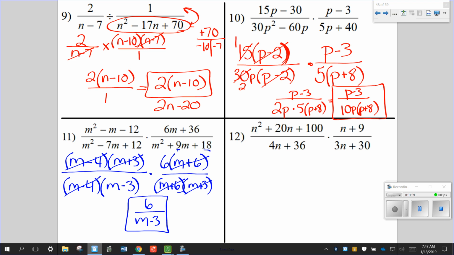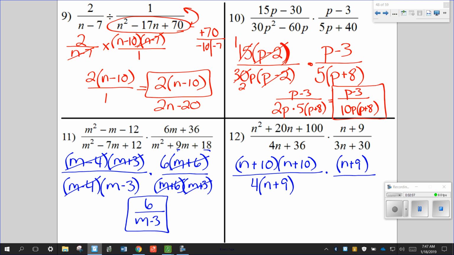Number 12. Factors of 100 that add up to 20. That sounds like 10 and 10 to me. N plus 10, N plus 10. We're dividing that by a linear term that has a greatest common factor of 4. Because 36 can divide by 4 9 times. We're multiplying by an M plus 9 up here. I'll go ahead and put that in parentheses.